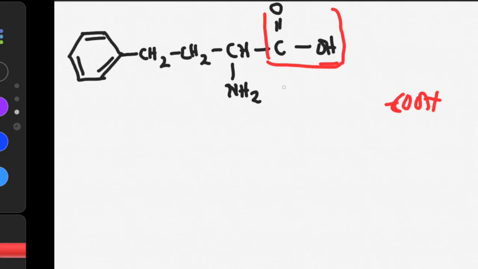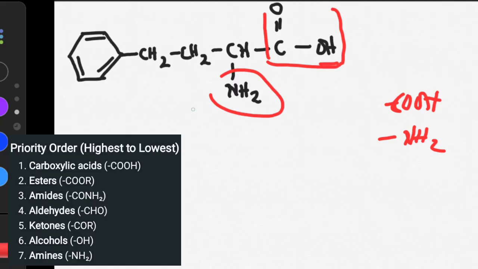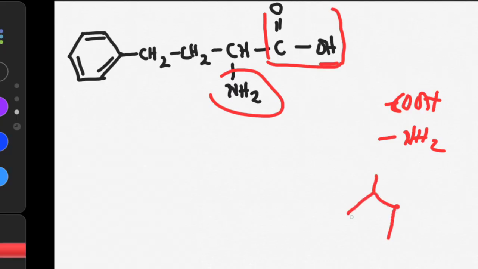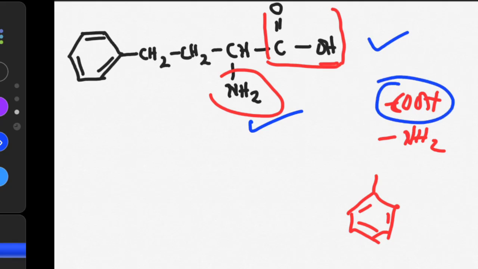Okay. Then we have the amino, which is NH2. Then that is all. We have a phenyl group. Phenyl is this way, just a benzene ring. So this is the phenyl. Looking at the priority order, we know that the parent name is going to be the carboxylic acid functional group.